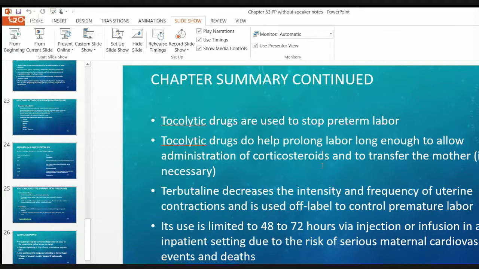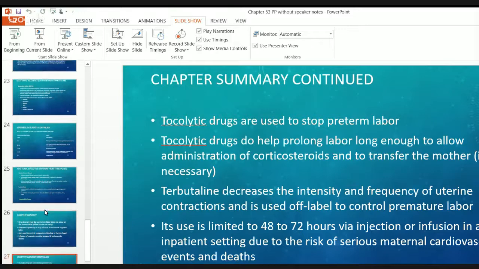And we have to remember that for both terbutaline and magnesium sulfate, it is an off-label use. When we look at these tocolytics, the time frame in which they're used is typically limited to 48 to 72 hours via injection or infusion in the inpatient setting. And we cannot ignore the serious risk factors associated with these, including possible maternal cardiovascular events and death.